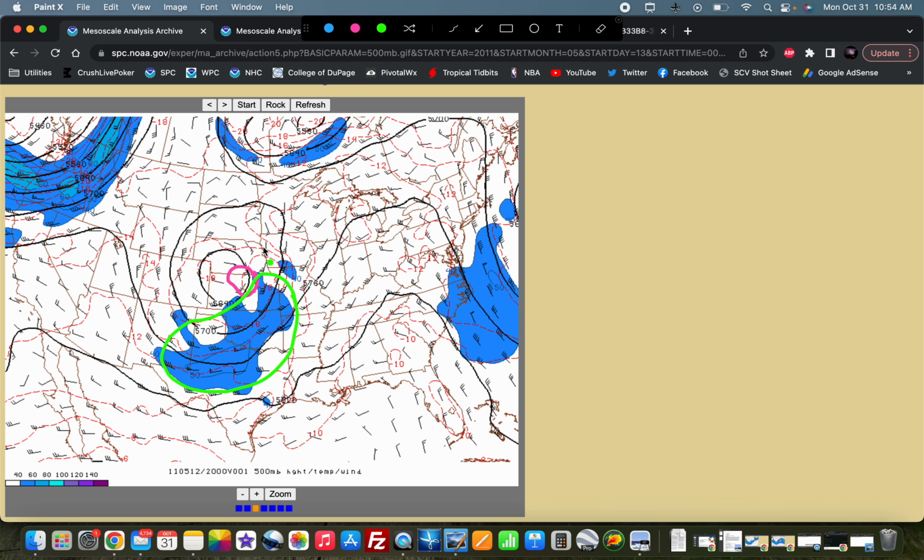aloft. So it's going to be well removed from the area of strongest wind shear aloft. So you're not going to see those large clockwise looping hodographs that you'd often see with a typical severe weather setup. The overall wind shear is going to be much more marginal in these setups.